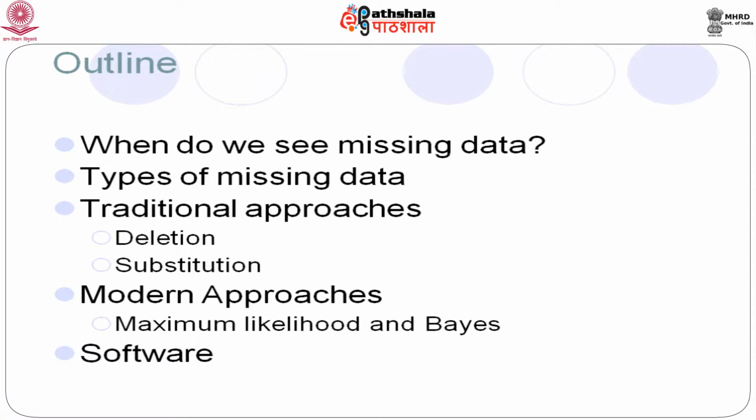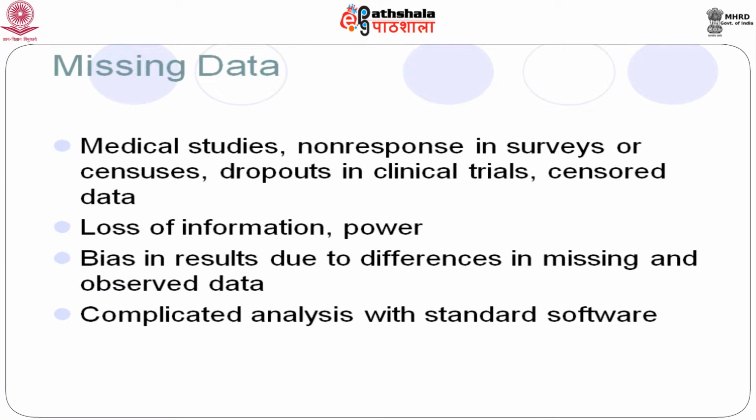When do you see missing data? What are the types of missing data? What are the traditional approaches? I will discuss that. Deletion and substitution, these are the two traditional approaches. And the modern approaches, maximum likelihood and Bayes, and some software, if time permits, will be discussed in this connection.